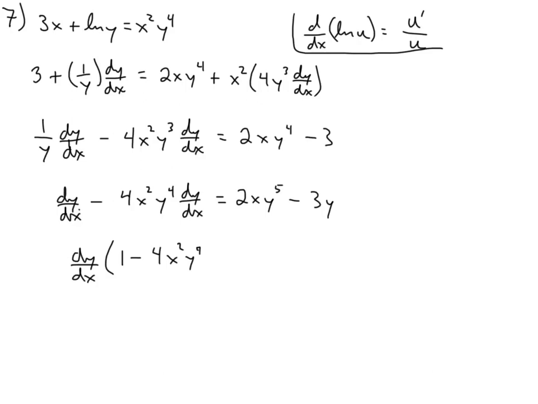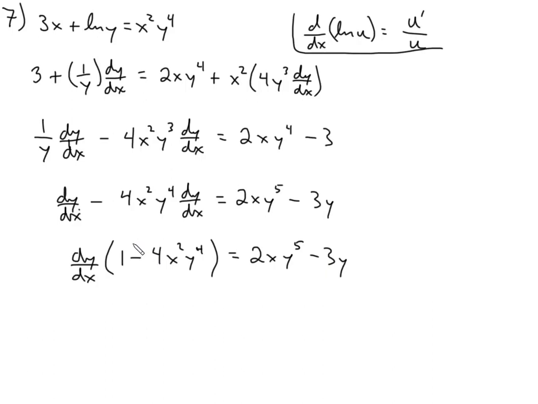That should look like a 4, not a 9. Let's make sure that's clear. So y to the fourth power, and on the right side it stays the same. So 2xy fifth minus 3y.